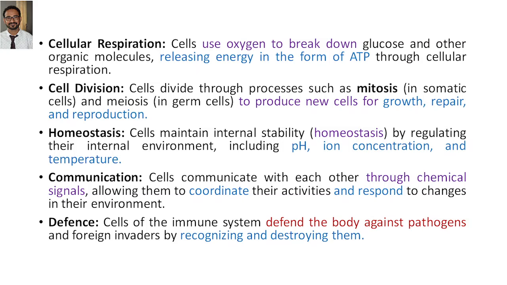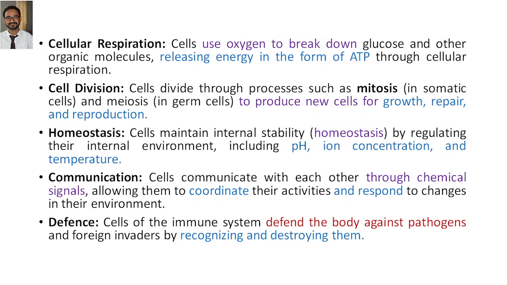Now the homeostasis. Homeostasis, we know that to maintain your entire body stability, or you can call it internal stability, your pH should be proper, ion concentration should be proper, temperature should be proper. This work is done by the cells again, okay. Next, speaking about communication. So cell to cell communicate, okay. So this is also done by cells.